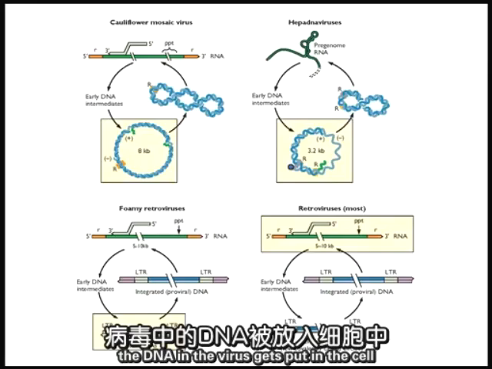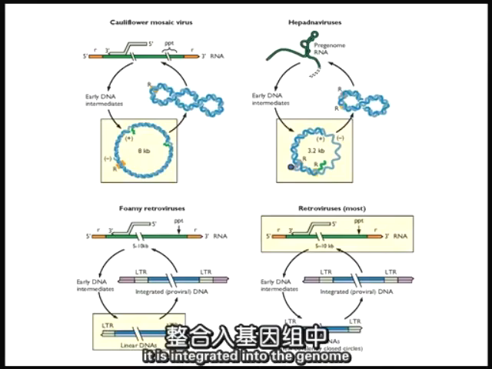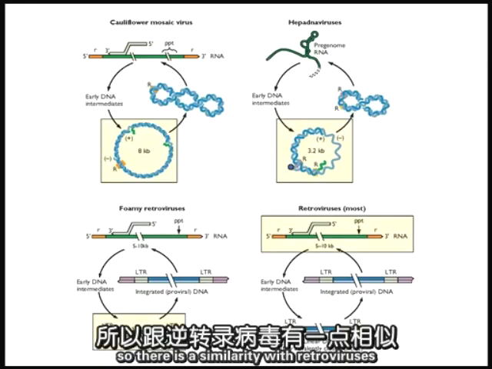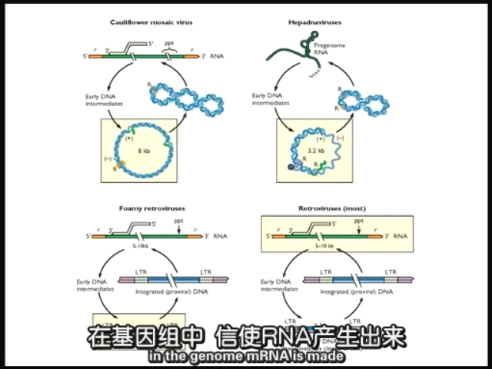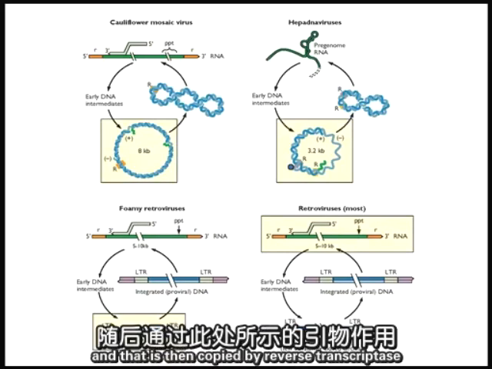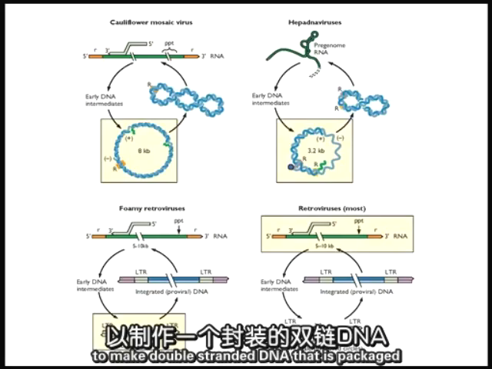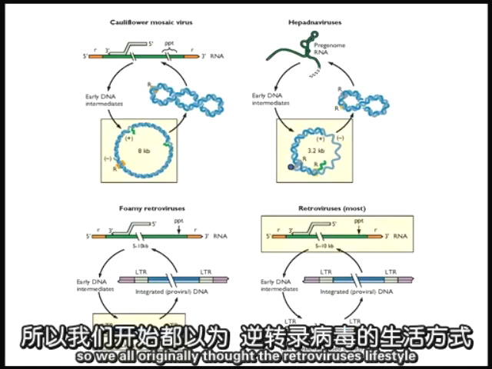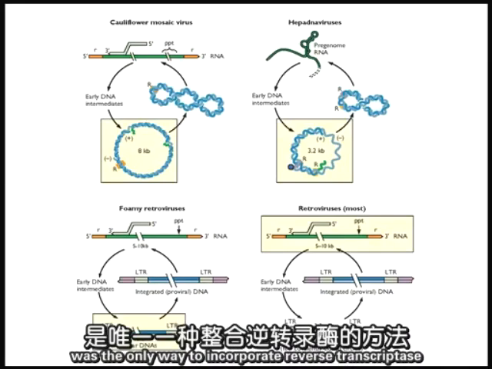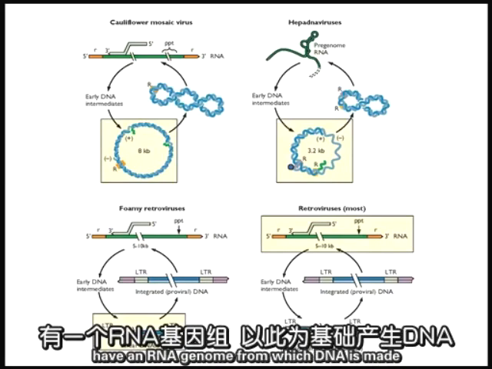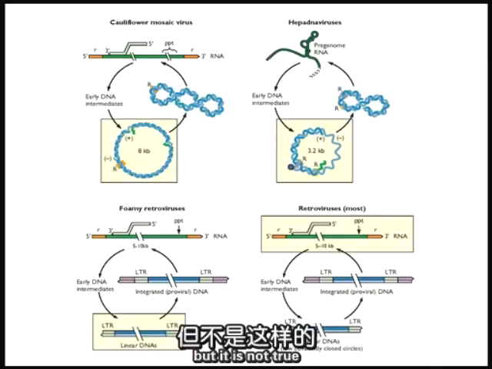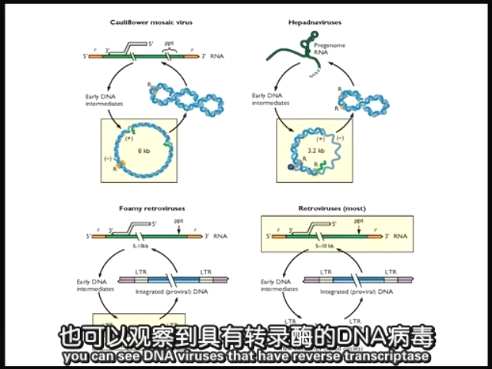The DNA in the virus gets put in the cell. It is integrated into the genome. So there's a similarity with retroviruses. In the genome, mRNA is made, and that is then copied by reverse transcriptase using the primer shown here to make double-stranded DNA that is packaged. So we originally thought that the retrovirus lifestyle was the only way to incorporate reverse transcriptase: have an RNA genome from which DNA is made, and then make RNA again. But it's not true. You can see DNA viruses can have reverse transcriptase.